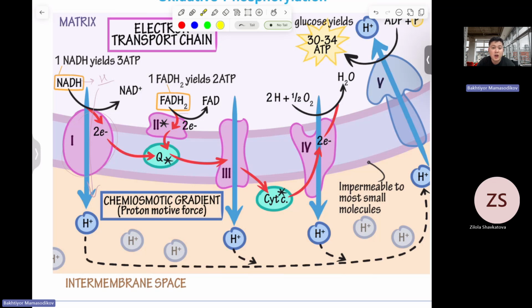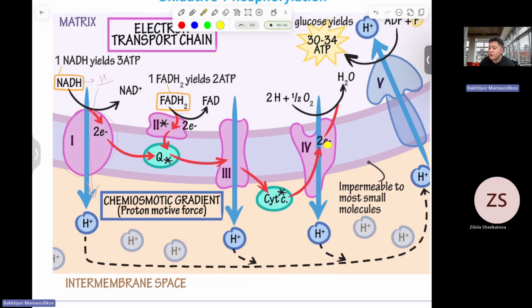That means they cannot bring the electrons here again. That means all this process is going to stop. Every piece of information we have learned so far is going to be stopped. Okay, that means no ATP is made here. That's why this process is important, and oxygen at the end should accept those electrons.